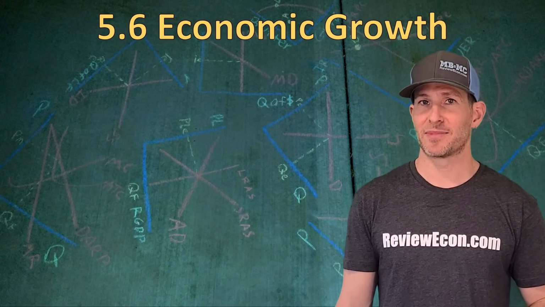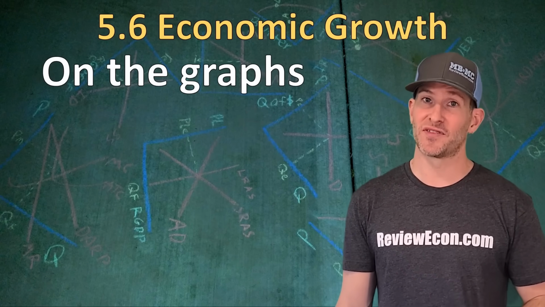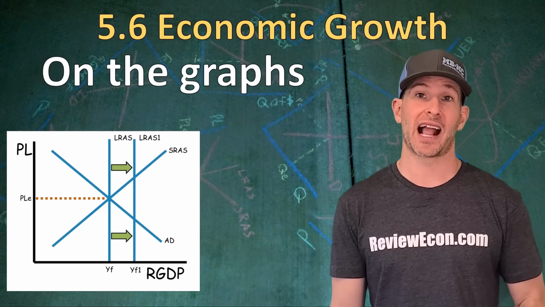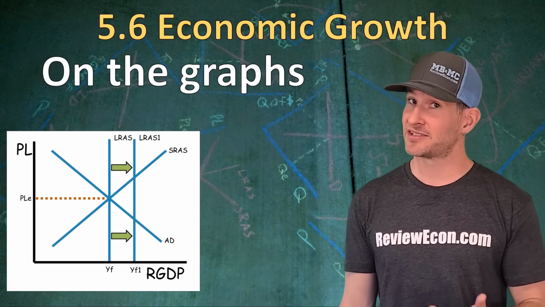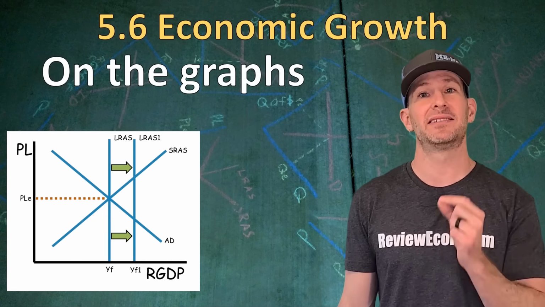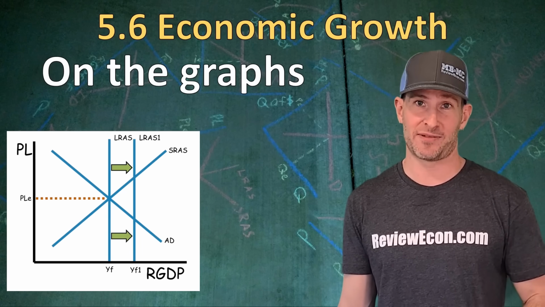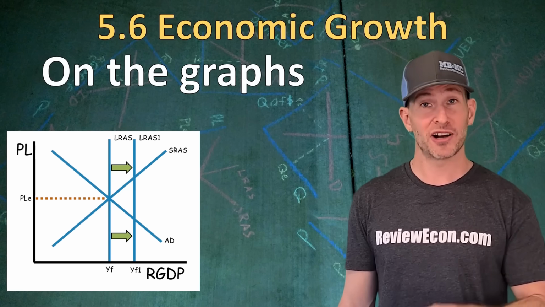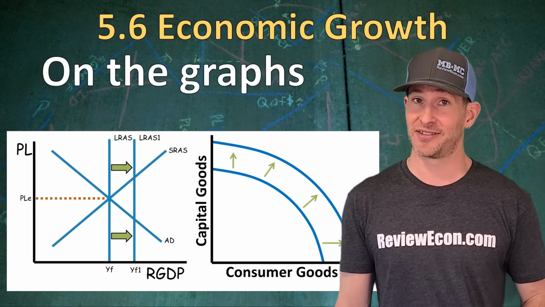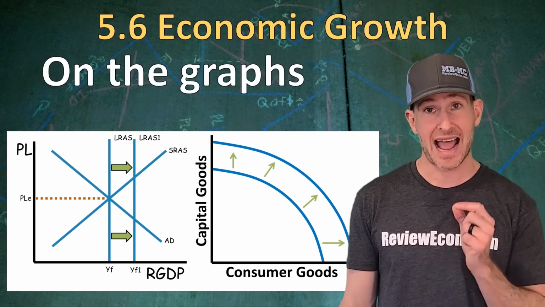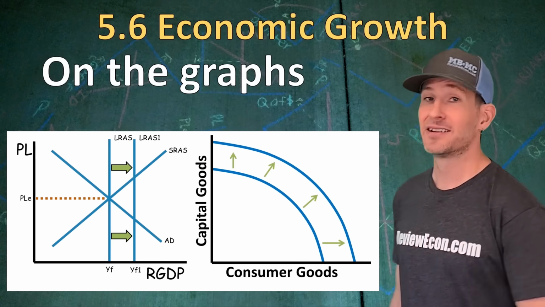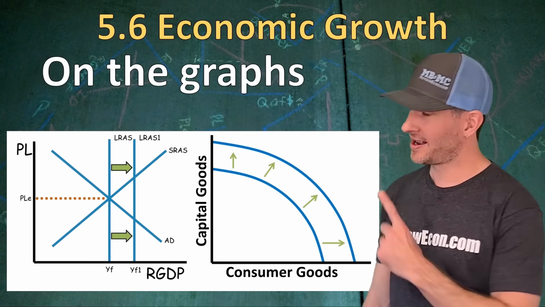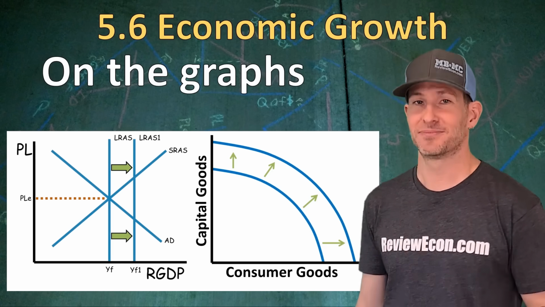So how do we show economic growth on the models that you've already learned? Well, first of all, on the ASAD model, we see economic growth as a rightward shift of that long-run aggregate supply curve, because economic growth is not an increase in current output, it's an increase in long-run potential output. And that long-run aggregate supply curve shows us that long-run potential. On the production possibilities curve that you learned a long time ago in this class, we see economic growth as an outward shift of that production possibilities curve. Because with economic growth, it is possible to produce more capital goods and consumer goods based on this graph.